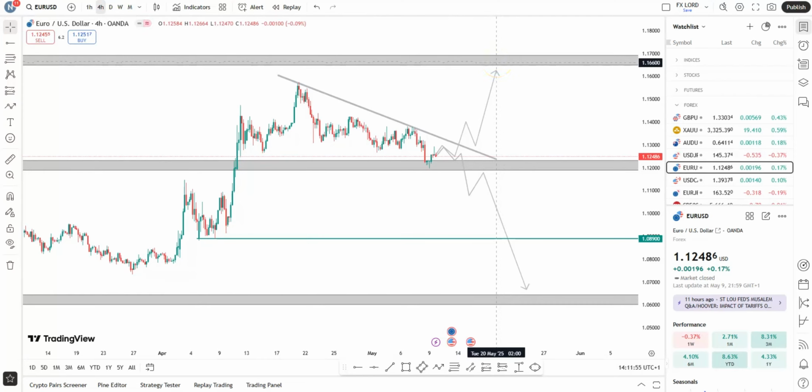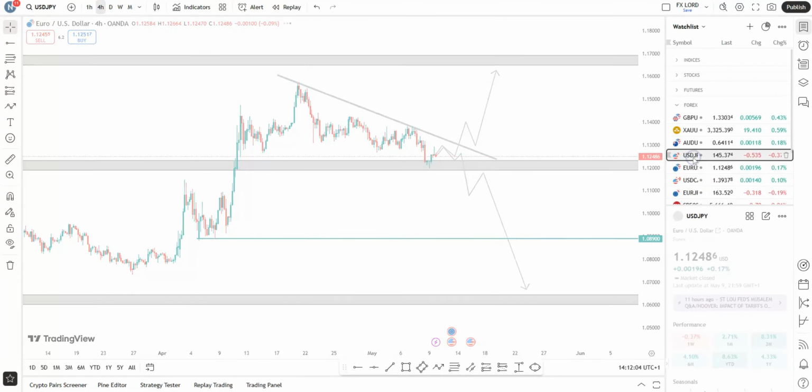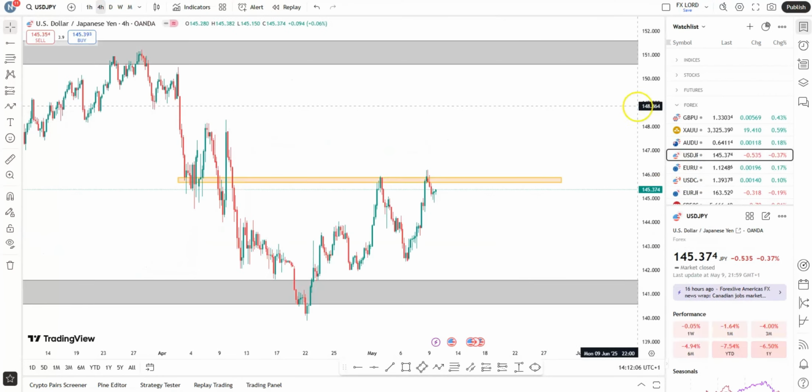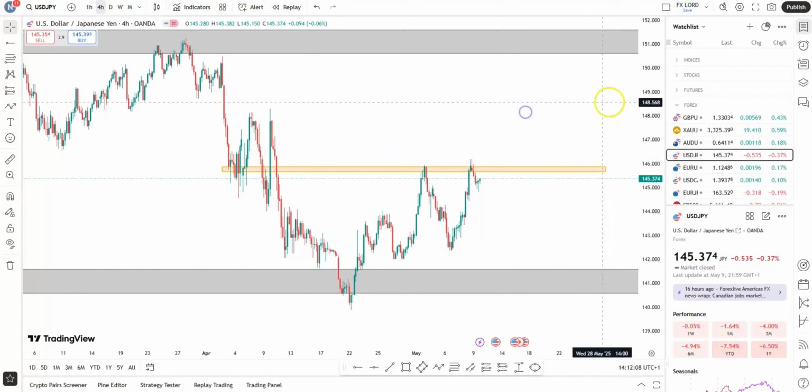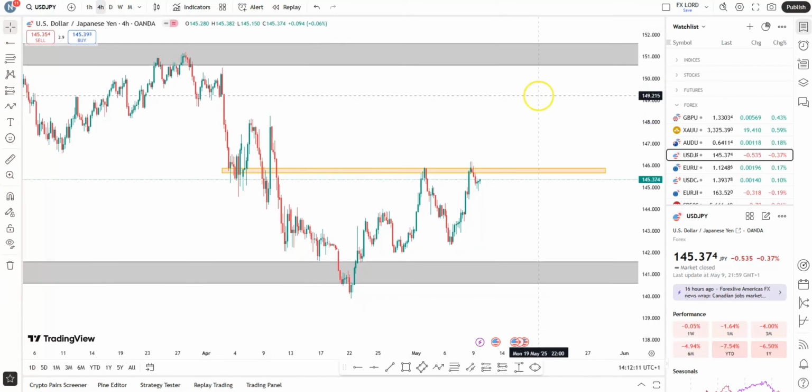All right, guys. So that is that for Euro USD. We are going to move on to the next pair on our chart, and the next pair we are going to be looking at is the USD JPY. So USD JPY right now, this is what it looks like.